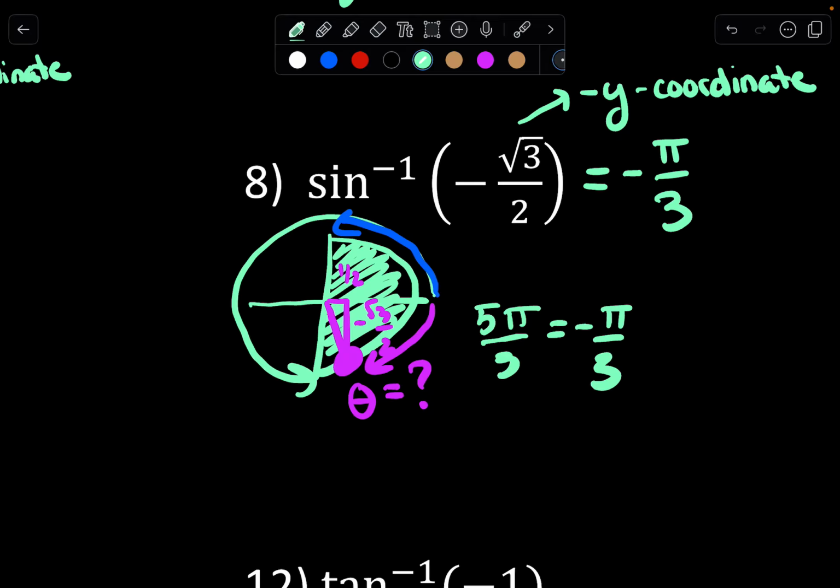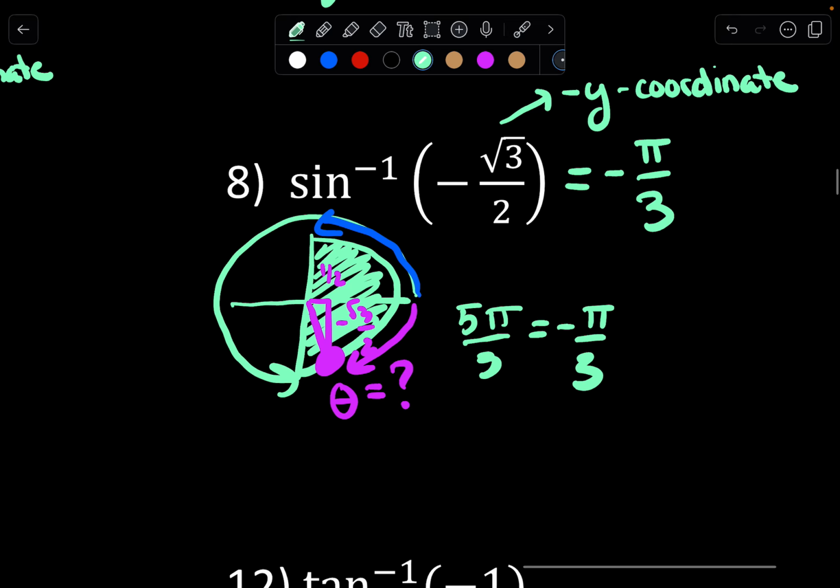So the answer is negative pi over 3. 5 pi over 3 would be incorrect, and if you plug this into your calculator as inverse sine of negative root 3 over 2, it will give you a negative decimal value. You will not get the positive 5 pi over 3 decimal value.